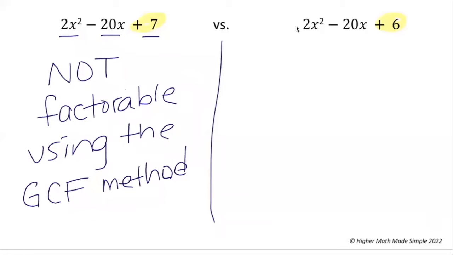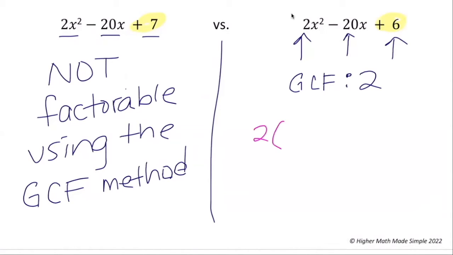As opposed to the expression on the right-hand side, now that we have this 6 here, it helps us out because now we see that the 2, the -20, and the 6 are all divisible by 2. So the greatest common factor is 2. Technically, whether you pull out a +2 or a -2 doesn't really matter. But if we pull out a +2, again, as we discussed before, it's pretty much the distributive property in reverse. So you can ask yourself, if you pull out a 2, what's left when we divide by 2 in every single term? Or you can look at it as the reverse distributive property.